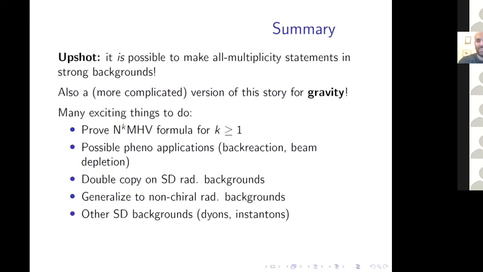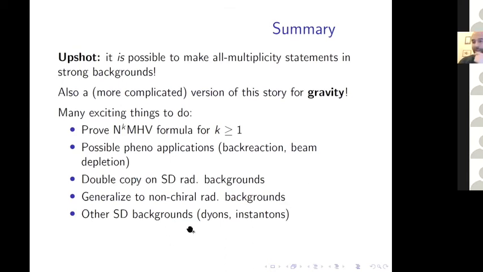Since we now have conjectural formulae for the entire tree level S matrix of gauge theory and of gravity on these self-dual radiative backgrounds, it raises the question of whether there's some notion of double copy between them. That's actually quite a difficult question, it turns out. Obviously, something we want to do is generalize away from these chiral radiative backgrounds to generic non-chiral radiative backgrounds. Is it possible to get all multiplicity statements there?